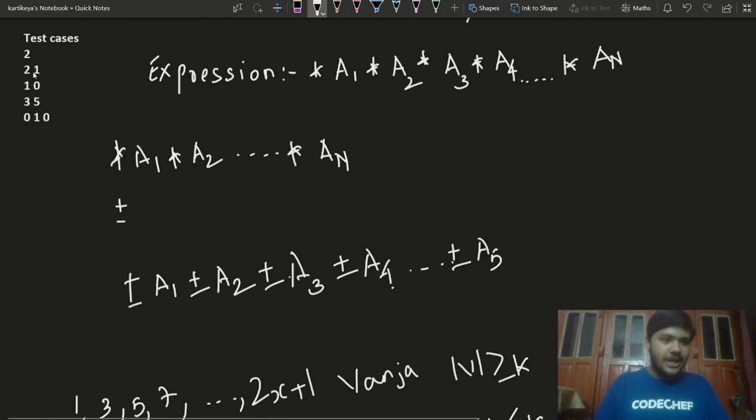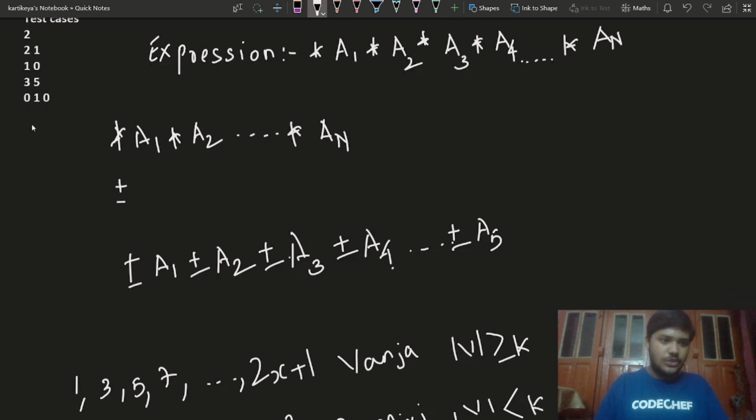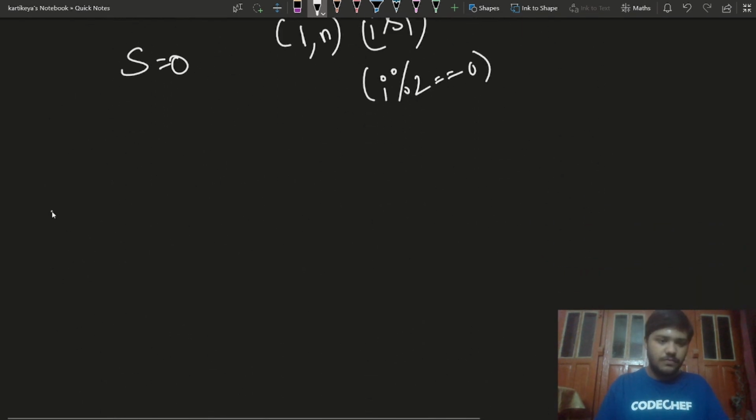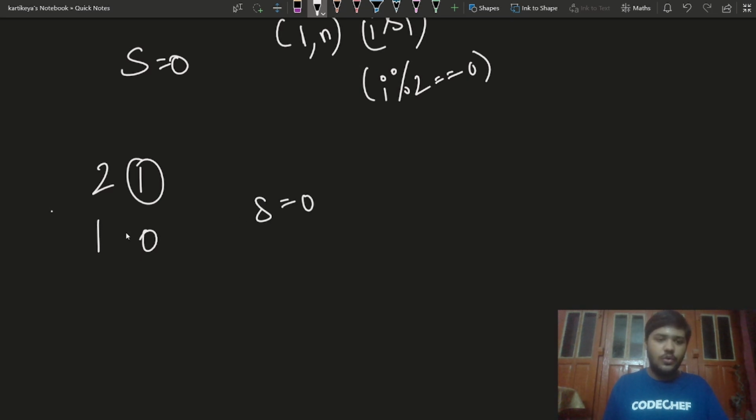So it is n and k. n is 2, k is 1, and this is the array 1 and 0. So this is the value of k. Vanja has a chance. Currently s is equal to 0. The first element is incremented by 1, making it 1. Mixi has a chance. The element is 0, no effect. So who wins? Vanja wins the game.